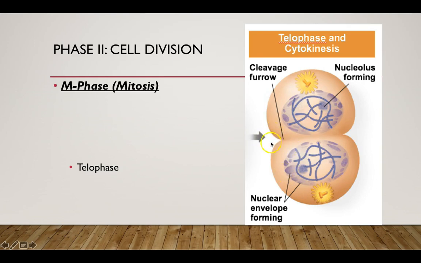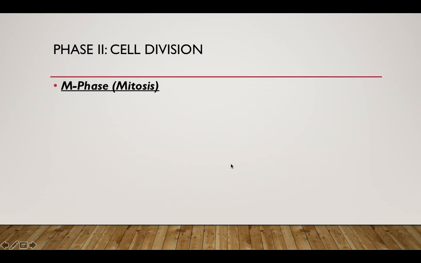What you often see begin forming in animal cells is known as a cleavage furrow. At this point, this is the beginning of cytokinesis. If this was a plant cell, you would not see this. You would see a cell plate beginning to form, because plant cells and animal cells divide their cytoplasm differently.